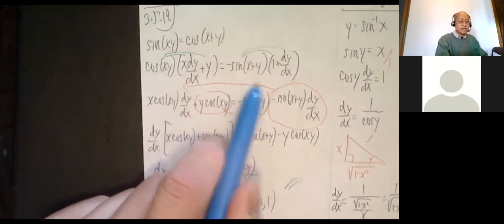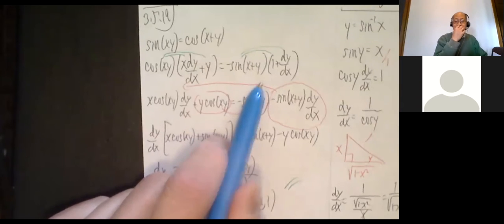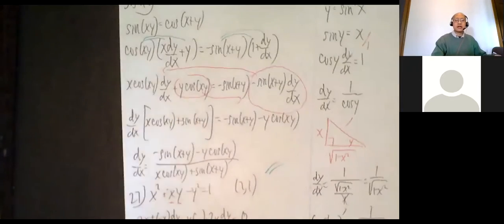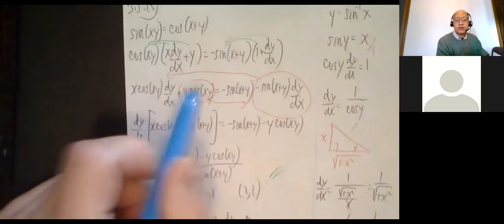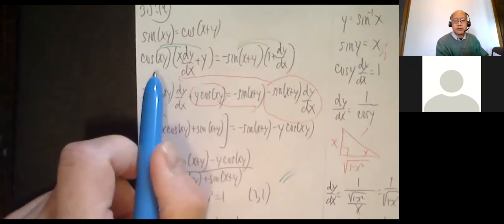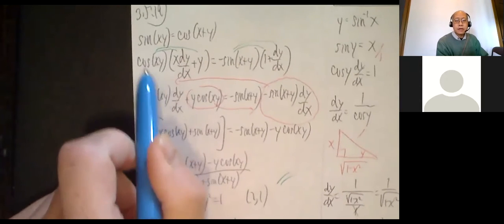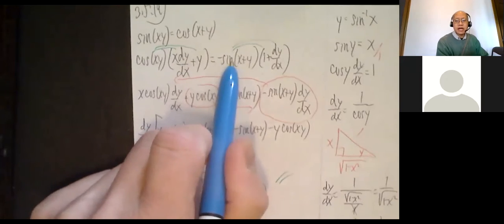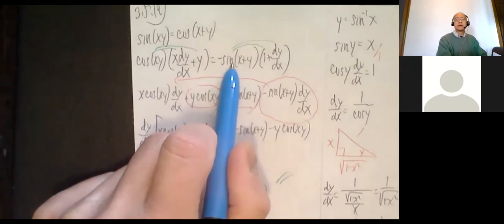All right, so you can see it's quite messy. Now I just, quote unquote, have to isolate dy/dx, but that's a task in itself. So how do I get dy/dx by itself? The first thing I'm going to do is distribute. So distribute cosine xy here and here, and negative sine(x + y) here and here. It's going to be a mess.